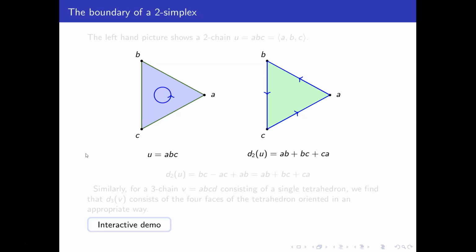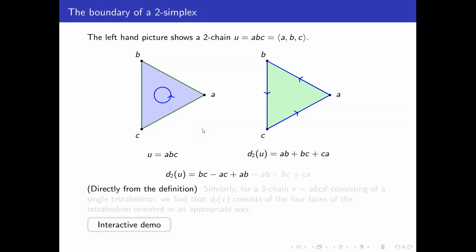So let's have a look how this goes with the boundary of a 2-simplex. Here we've got the 2-simplex ABC, and then we apply D2 to it. If we leave out the A, you get BC. You leave out the B, you get minus AC. You leave out the C, you get plus AB.